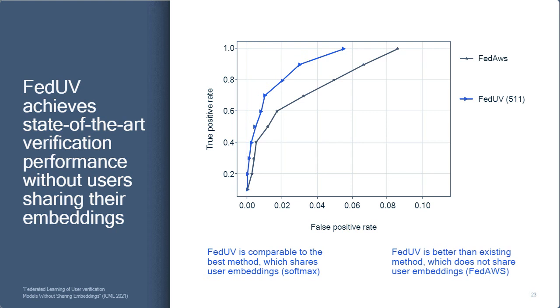Separately, we can look at another state-of-the-art method where the user embeddings are not shared with other users. This is Fed AWS, or average width spreading. And in this particular case, we see that we are getting a higher true positive rate for a given false positive rate. And it's because the benefit of having a better structure for spacing out the embeddings seems to improve the performance relative to this other approach, where the server has been given the embeddings and has a regularization to spread them out. So as you can see, we're able to demonstrate how we can do federated user verification model training.